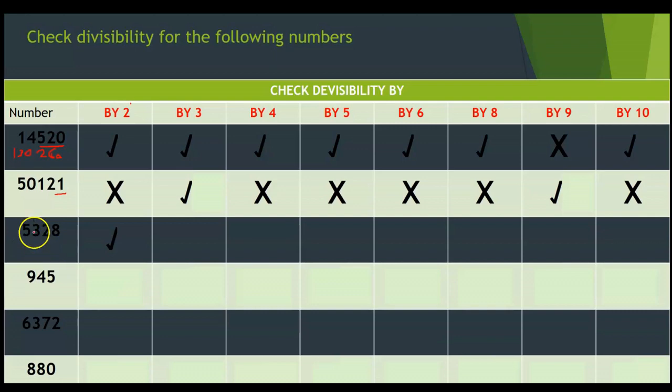We'll check the sum. 5 plus 3 is 8, plus 2 is 10, plus 8 is 18. Is 18 a multiple of 3? Yes, of course. So it's divisible by 3. What about 4? Look at the 28. Is 28 a multiple of 4? Yes. So it will be divisible by 4. Is it divisible by 5? No. Is it divisible by 6?